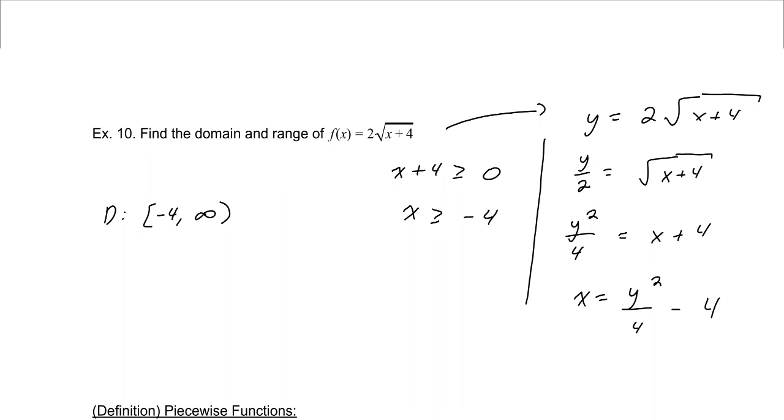Now that value is always going to be positive. In fact, the smallest y value, or the smallest x value we could have, is -4. And so this actually is just going to be greater than or equal to 0. Okay, so my range is 0 to infinity.